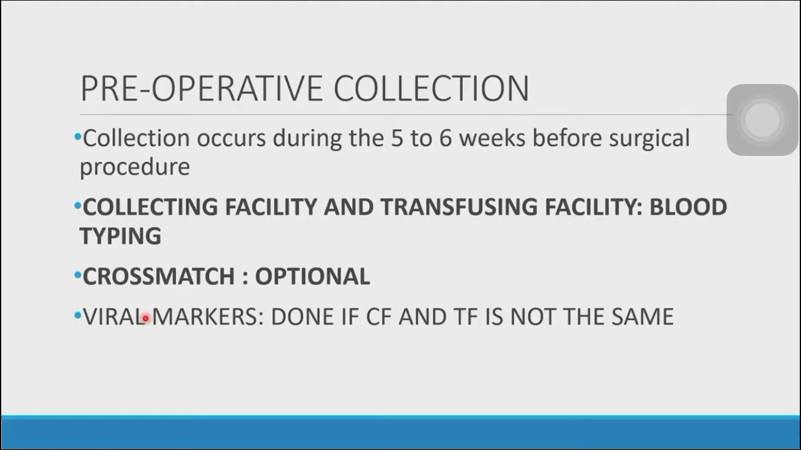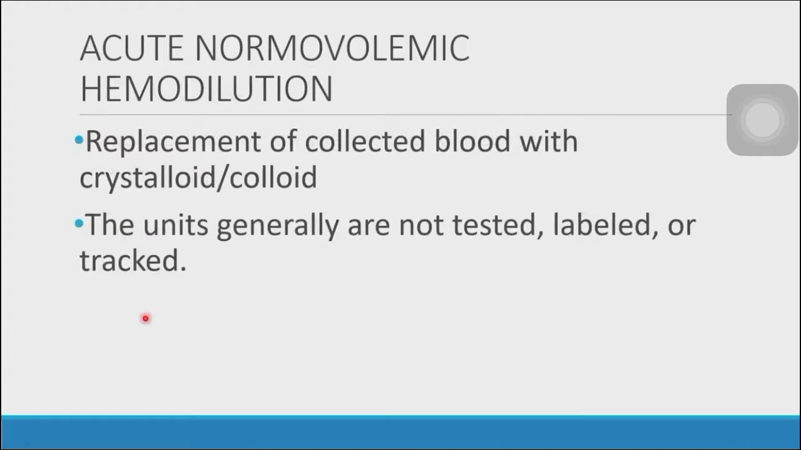Next, we have yung acute normovolemic hemodilution. Here, ang process is tatanggalin mo yung collected na blood and then replace mo yung kinolect mo na blood with crystalloid or colloid, para ma-replace yung volume, para maging normovolemic pa rin si patient. Normovolemic, sabihin normal yung blood volume, since pinalitan mo nga ng crystalloid or colloid solutions.